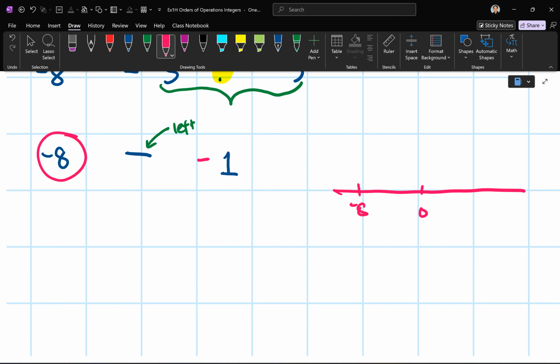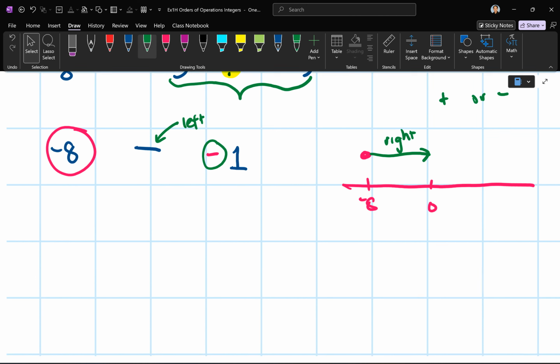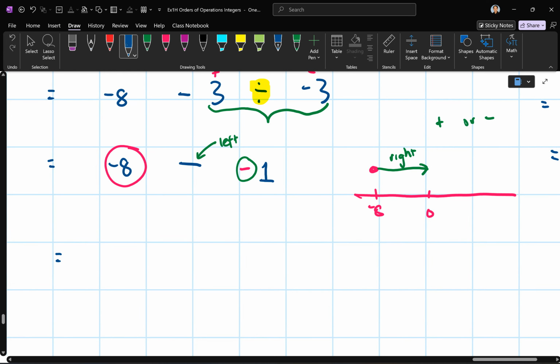Negative 8 is somewhere here, so you're starting at this point. And then it says minus, so you're moving left, right? You're meant to go left, but there's that little negative sign, which means do the opposite of that. So you're actually moving right. Now what's the operation to go right? Is it plus or is it minus? It should be plus.